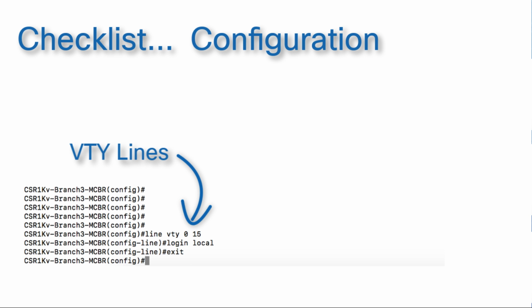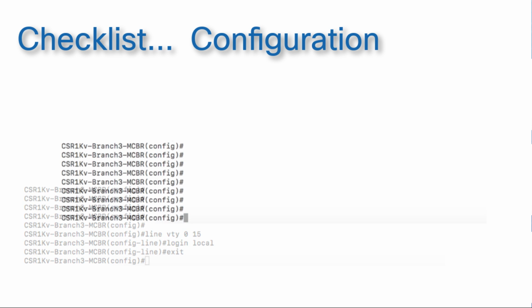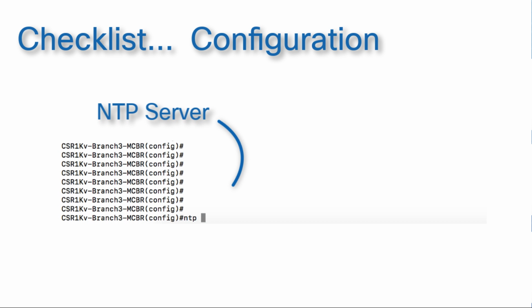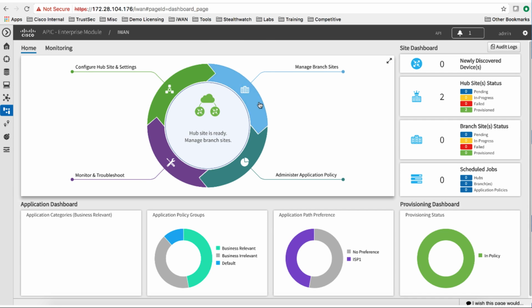Lastly, to avoid any warnings during the provisioning process, we recommend that you configure an NTP server. This is not required, however, and the router will inherit one during the provisioning process, but again, just to avoid any warnings during the provisioning process, consider configuring one ahead of time. Now that we know our environment is prepped and ready to go, let's head over to the IWAN app.